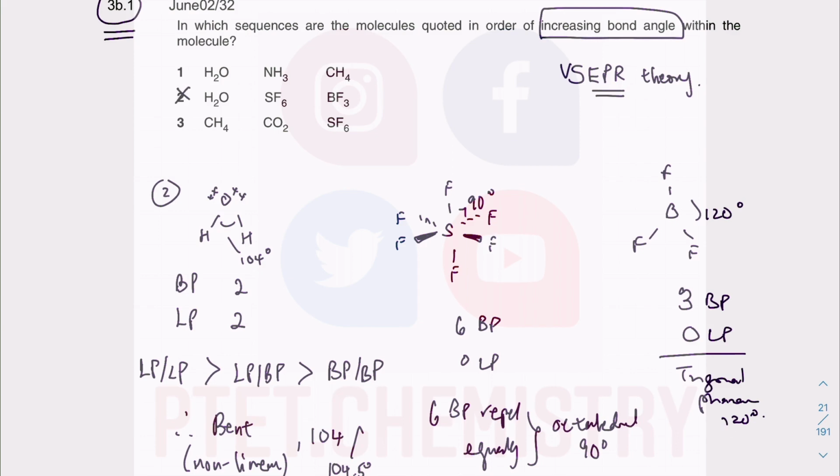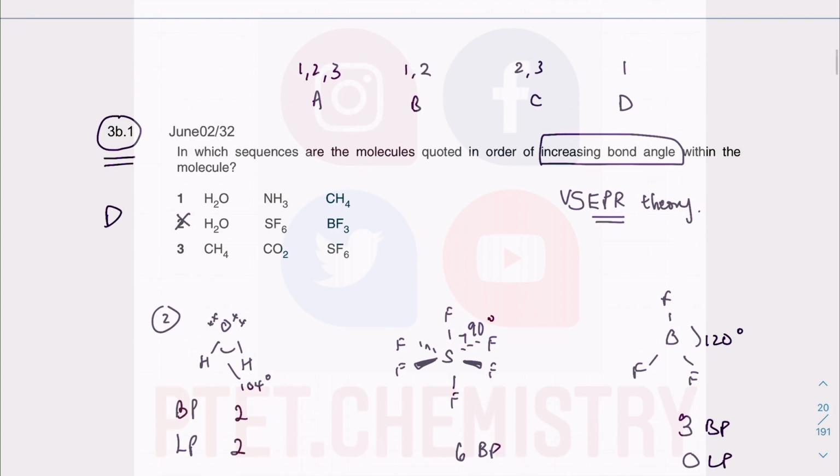Number 2 is wrong. Okay, therefore only 1 is correct, because if number 2 is wrong, there's a reason why we check number 2 first. If number 2 is wrong, there can only be one answer. Okay, if I go back to H2O, there's 104 degrees.